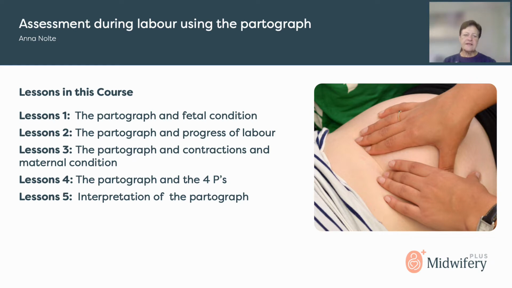And then in the different lessons, there are going to be 5 lessons, we will discuss the different aspects of the partograph. So in lesson 1, the partograph in general will be discussed, and then in that lesson and the following lessons, we will discuss the fetal condition, the progress of labour, the contractions and the maternal condition. And then in lesson 4, we will discuss the 4 Ps and how to use the 4 Ps in the interpretation of the partograph. And then lesson 5, in my opinion, is the most important lesson in this series, and that is how to interpret the partograph.